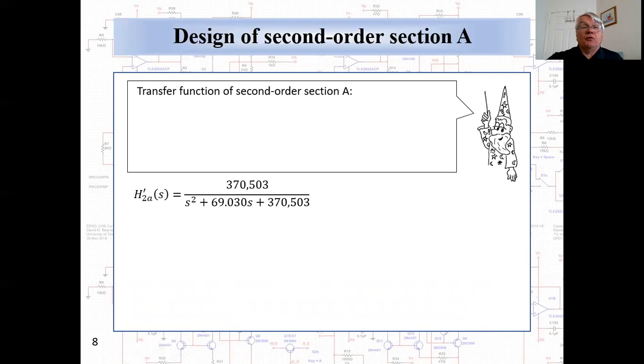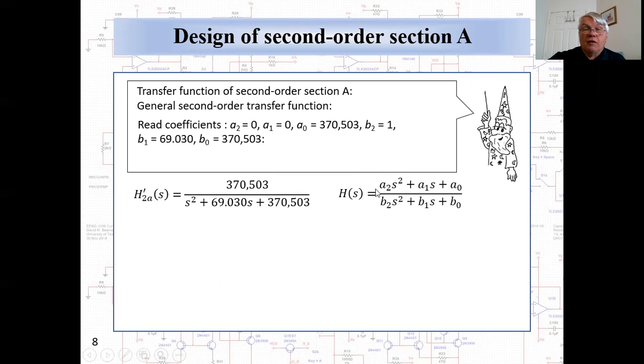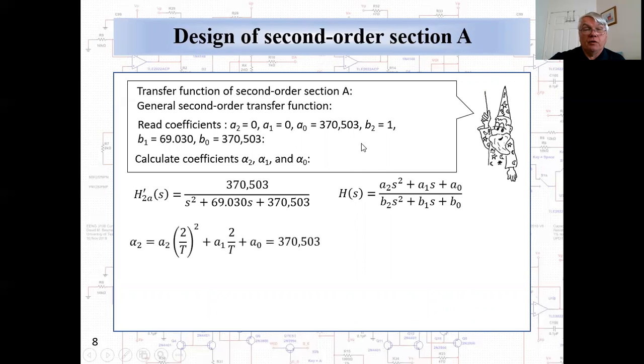Let's go on to the second order section. Here is what I call section A. This is the transfer function. Here's the general second order transfer function. We can read coefficients off of the specific transfer function. And we get these values for the coefficients of the general transfer function. So far, so good. And we calculate coefficients alpha 2, alpha 1, and alpha 0.